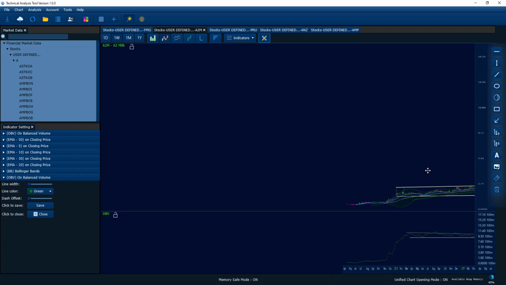The OBV line at the same time forms a very narrow pattern as well. If you draw that on the OBV chart, you can see the same thing is happening. Let's make it thicker. All right, so that upper trend line doesn't draw perfectly, but it doesn't matter.